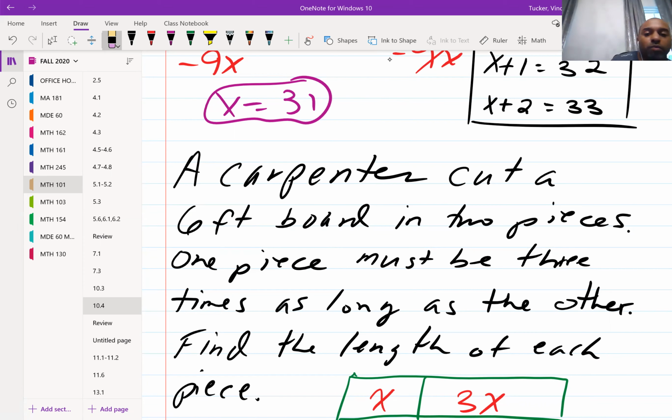So when we look at this one, we have a board that's 6 foot long, and one piece is 3 times the other.